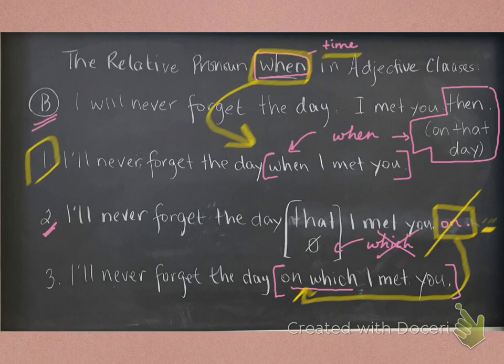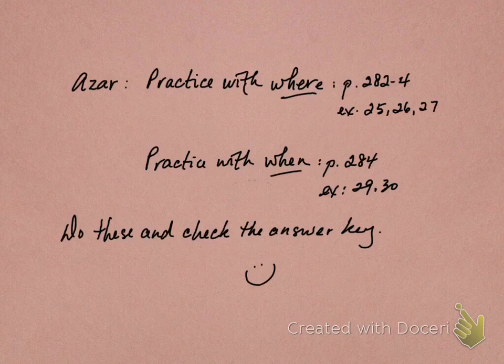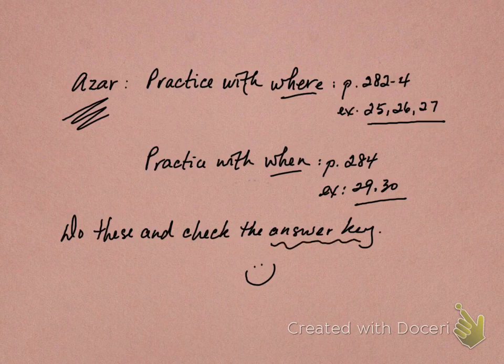All right, so now head over to My English Lab and see what practice has been assigned, and we can go through some of the exercises using when and where in class. As well as practice on My English Lab, you can also check your Azar textbook. The theory and concepts of where are on page 282, and then you can do exercises 25, 26, and 27. And the chart with when on it is on page 284 in your Azar textbook, and please do exercises 29 and 30. So do these exercises and check the answer key. They're fairly straightforward, so I don't think you should have any trouble with them, but if you do, please make sure you ask. We'll be able to take some time to review these in class as well.